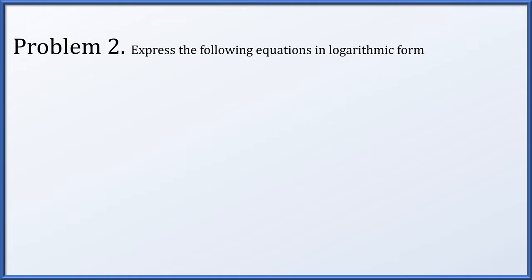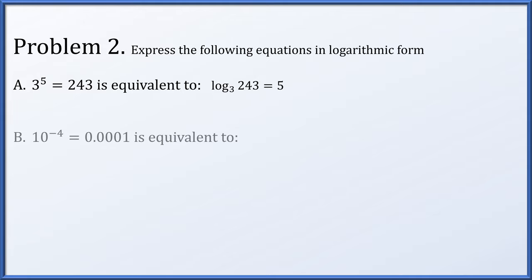Problem 2. Express the following equations in logarithmic form. 3 to the fifth equals 243 is equivalent to what? Well, we convert it to a logarithm, and we'd say the logarithm base is 3, because that's the base of our exponential expression. The output of our exponential expression is what we take the logarithm of, so 243, and the exponent itself is the output of the logarithm. So 3 to the fifth equals 243 is equivalent to log base 3 of 243 is equal to 5.